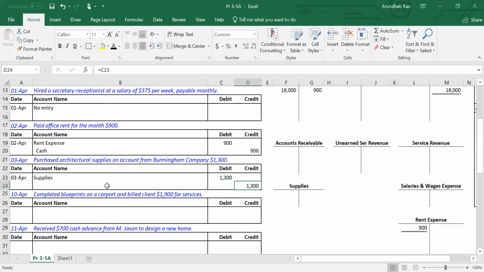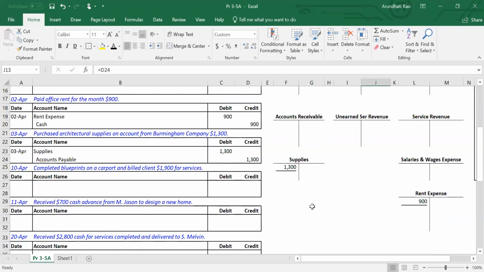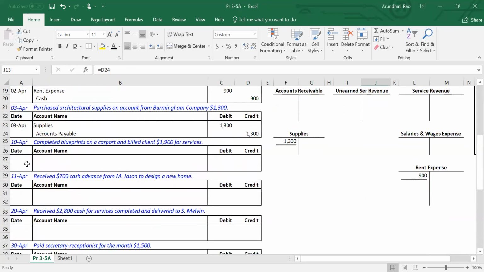What I need to do over here is credit the account, accounts payable. Anytime you see the word payable, it means it's a liability. I owe money now, $1,300. So supplies debit $1,300, accounts payable credit $1,300. Let's move on to the next event and see what it is.